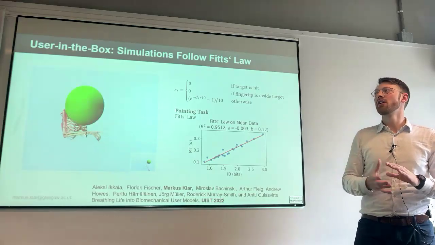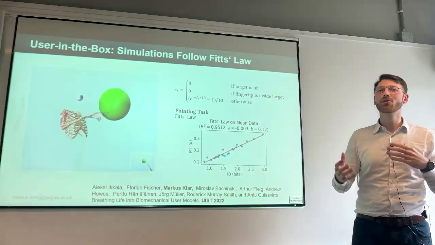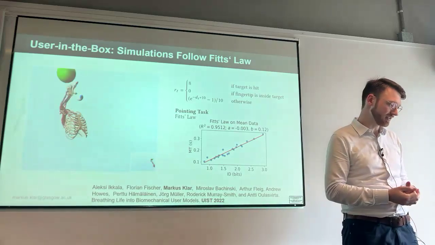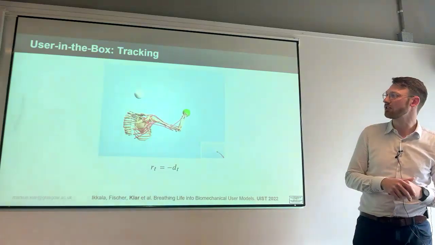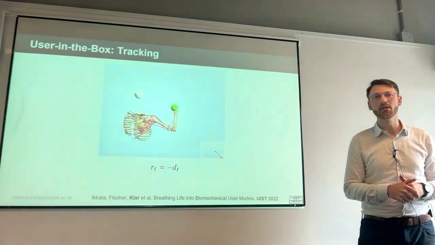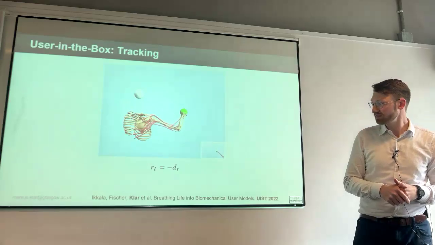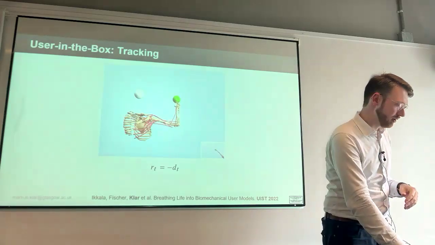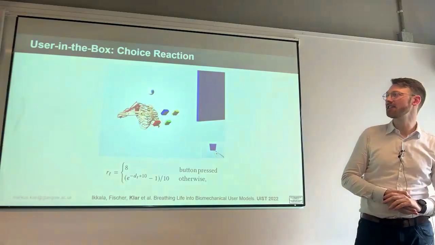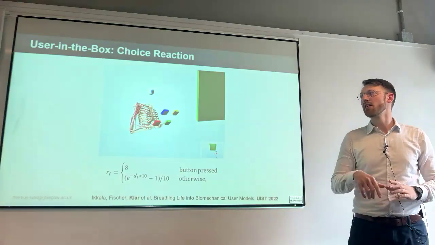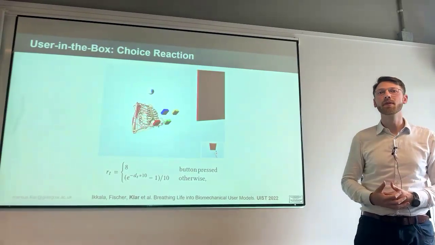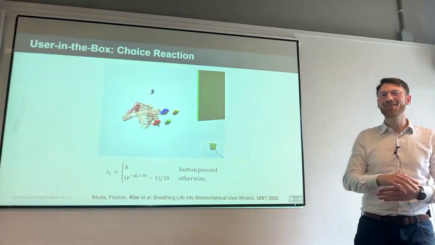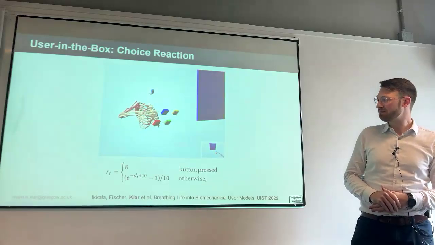And then we went on using this agent to train on a little bit more complex tasks. The first one was, or the second one was also tracking, now with a randomly moving target. Then we had a choice reaction task, which is basically click on the button with the right color, so this uses the RGB information of the observation.